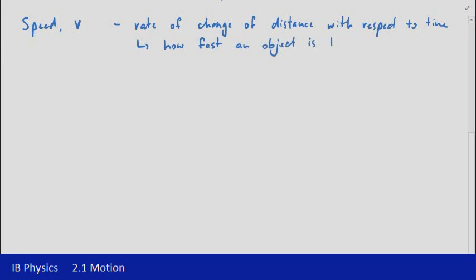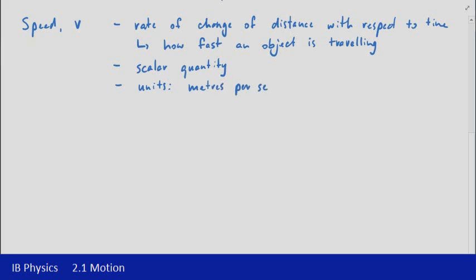Now there's a couple of different ways that you can consider speed, whether it's average or instantaneous. We'll look at that in the next video when we relate it to graphical representations of motion. We'll come back to that later. So speed, how fast an object is travelling. It is also a scalar quantity, so because distance is a scalar quantity, speed is likewise a scalar quantity, and the units that it's measured in are meters per second.